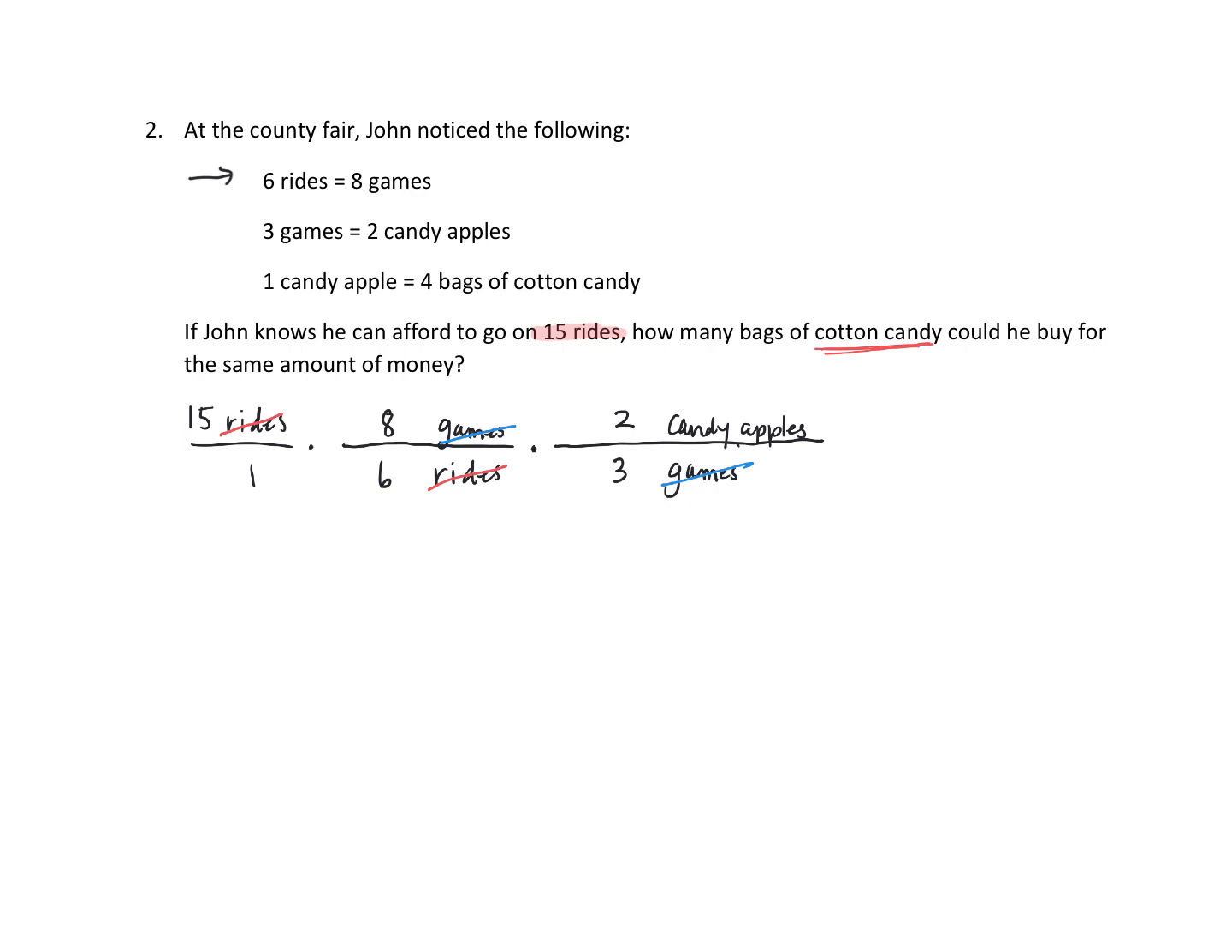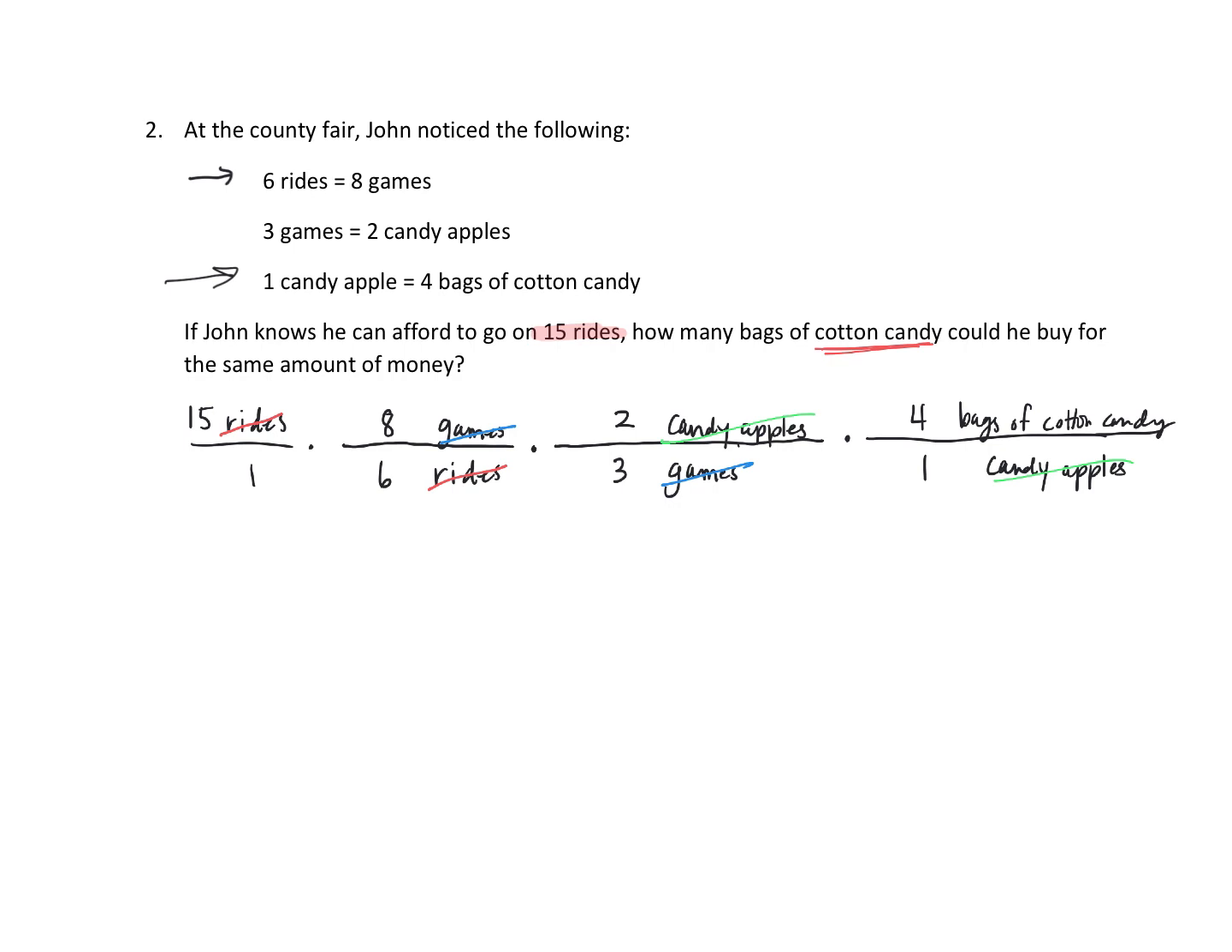I still don't want that, so I'm going to multiply by, I want to get rid of candy apples. And my last conversion unit it gives me is 1 candy apple for 4 bags of cotton candy, which is finally where I want to be. So the candy apples will cancel out. And I'm finally left with the unit that I want, bags of cotton candy.